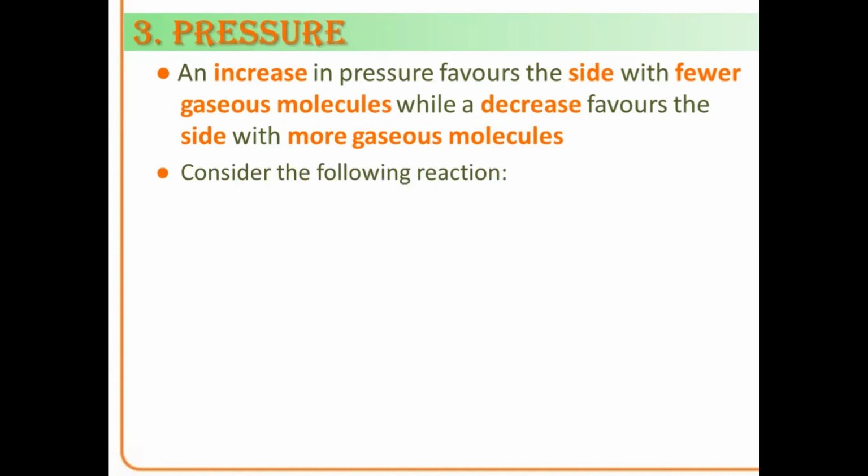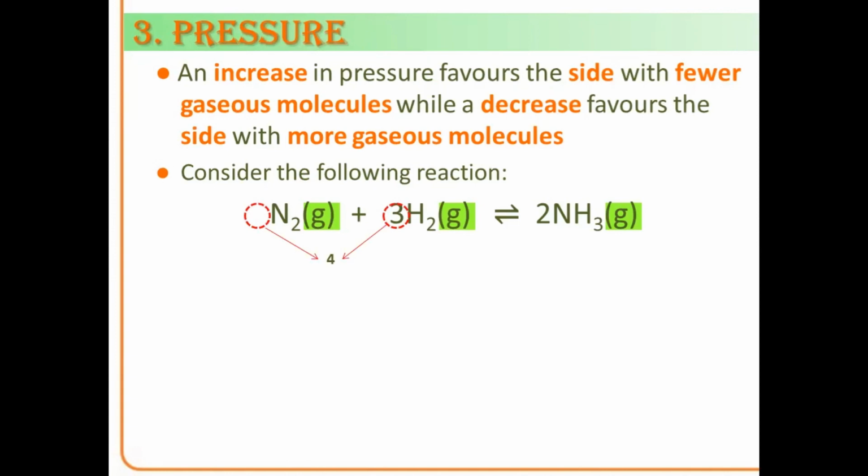So let's look at this reaction. The Haber process, nitrogen reacts with hydrogen to form ammonia. Whenever it's a question about pressure, the first thing that you check are the state symbols. In this case, all of them are gaseous. Now, the next thing that we do is we check the coefficients in the reactants. For nitrogen, the coefficient is 1, and for hydrogen, the coefficient is 3. We add the two of them, and then we get 4.